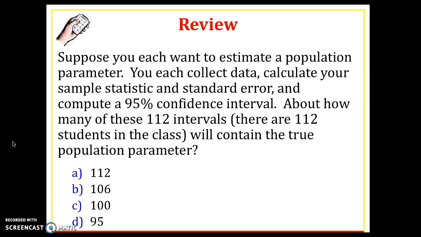First, let's do a little review. Suppose you want to estimate a population parameter. You each collect data, collect your sample statistic and standard error, and compute a 95% confidence interval. And let's suppose you computed 112 different confidence intervals. If you imagine there's 112 students in a class and every student has to collect their own data, find a slightly different mean and standard error, how many of these student confidence intervals, 112, will contain the true population parameter?